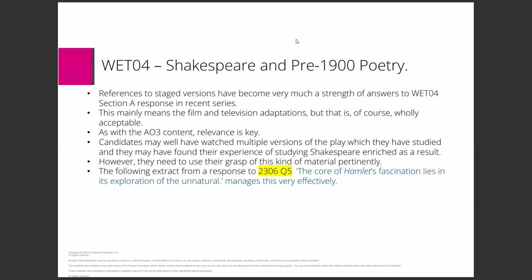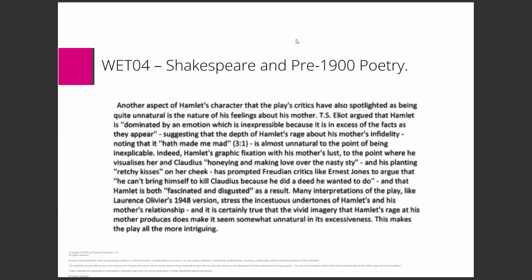So thinking about how this could be done effectively, looking at that tricky question, so to speak, the fascination in the exploration of the unnatural, this candidate has sort of managed it quite well. So this is a section of their response. "So another aspect of Hamlet's character that the play's critics have spotlighted as being quite unnatural, the nature of his feelings about his mother. T.S. Eliot argued that Hamlet is dominated by an emotion which is inexpressible because it's in excess of the facts as they appear, suggesting that the depth of Hamlet's rage about his mother's infidelity, noting that 'it hath made me mad,' is almost unnatural to the point of being inexplicable."